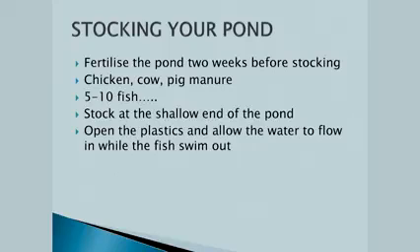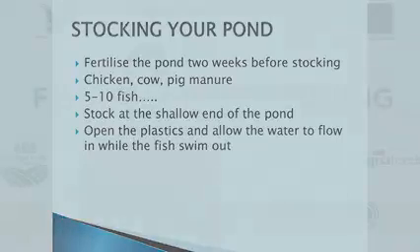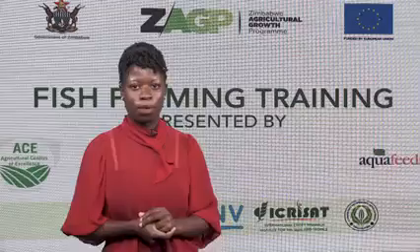You can use manure. You place it in a sack, perforate it, and allow it to float on top of the water, and the manure will be flowing out of the sack at a constant rate. So you can use chicken manure; you could apply 50 grams per square meter. For cow manure, you should apply 70 grams per square meter, and for pig manure, you use 30 grams per square meter.